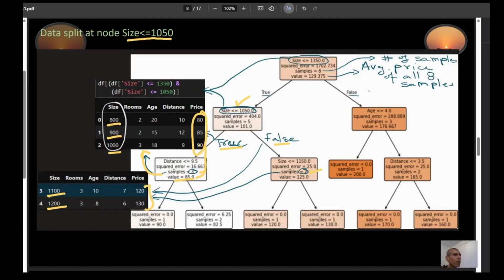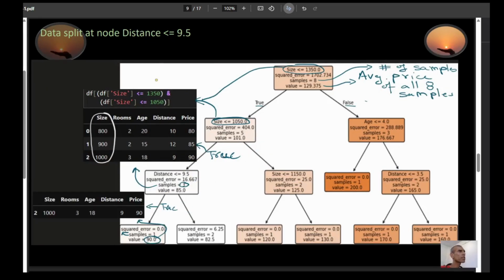And now let's look at the data split at the node distance less than 9.5. That would be this one right here. So in this particular instance, you can see that if it's true, then the number of samples would be equal to 1. And the average value is 90 because there is only one data point. And squared error is going to be 0 because 90 minus 90 squared divided by 1 is 0. So this is what you get with this final node.